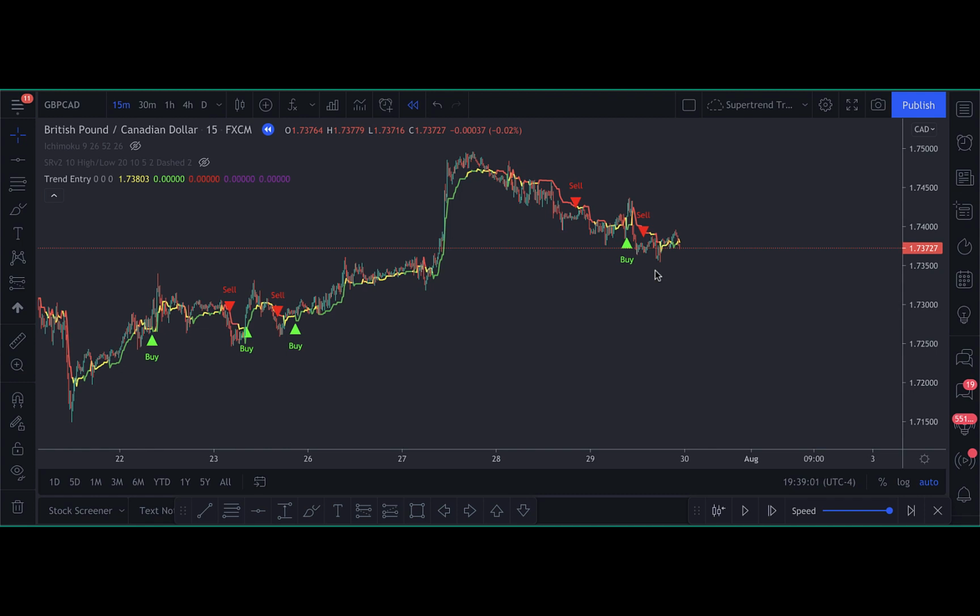How's it going, guys? So, as you know, I love using trend entry, but I want to show you guys how to find really easy support and resist with this indicator. It draws it up for you. So I'm going to tell you how I like to use it.